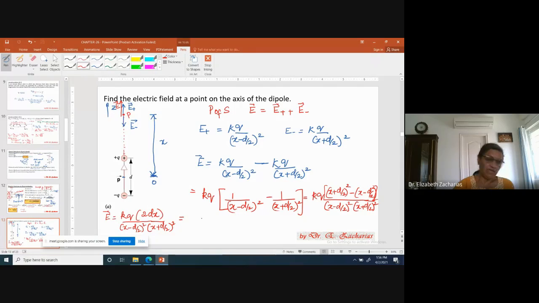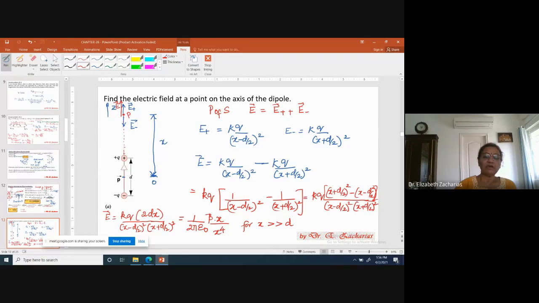Okay, so when I complete it, I should finally get, and what is k? k is 1 by 4 pi epsilon naught, and there is a 2 there, so it becomes 1 by 2 pi epsilon naught, and here q into d is going to be p. Then you have an x divided by x to the power of 4 for x much greater than d.